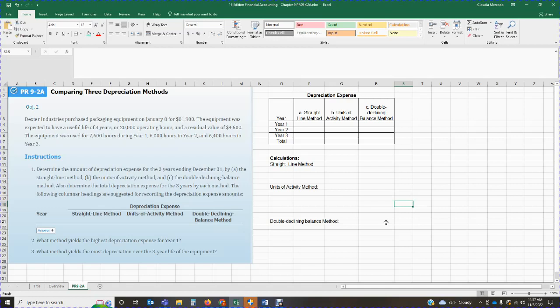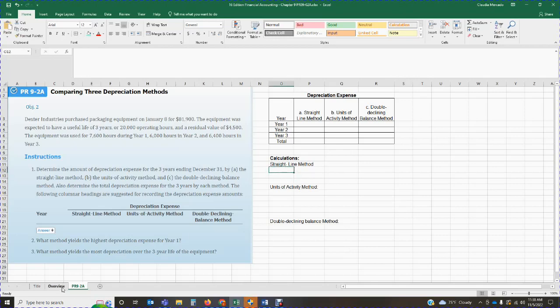We also have to determine the total depreciation expense for the 3 years by each method. The 4 columnar headings are suggested for recording the depreciation expense amounts. So I basically set it up the same way. And then they're asking which method yields the highest depreciation expense for year 1, and which method yields the most depreciation expense over the 3-year period. So let's begin our calculation with the straight line method.